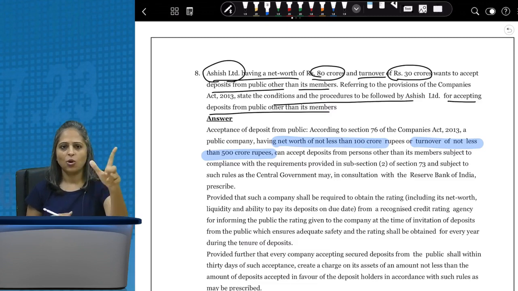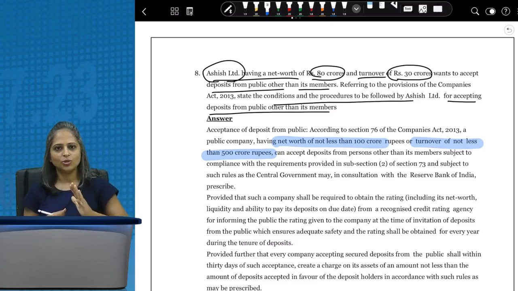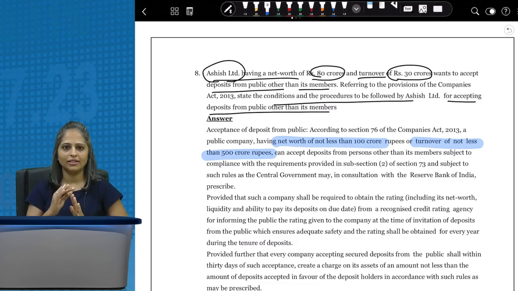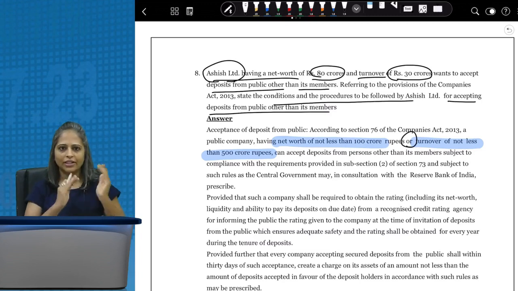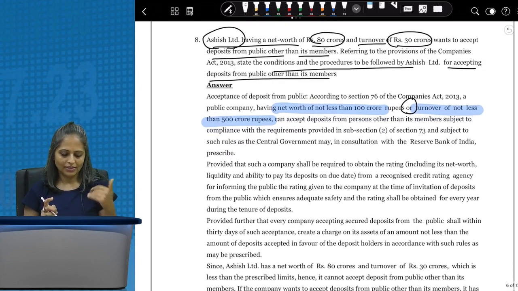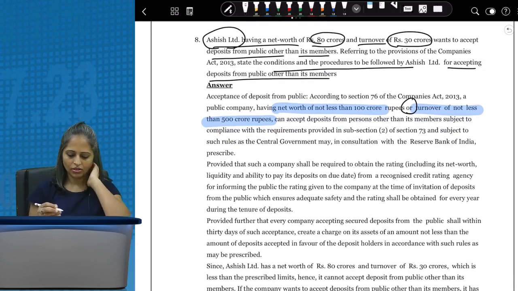So even if the net worth is more than 100 crores but the turnover is 30 crores, even then it can accept, because the section uses the word 'or'. So either the net worth is more than 100 crores or the turnover is more than 500 crores. Any one of the conditions you meet, you can accept the deposits from the public. But in the present case, since it's not meeting the requirement of the deposit rules, it cannot go ahead with it.